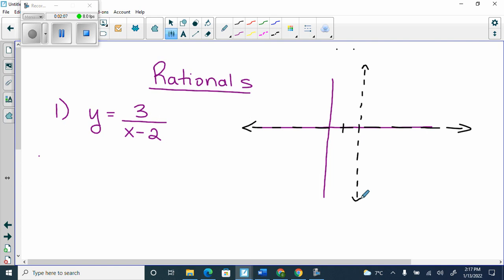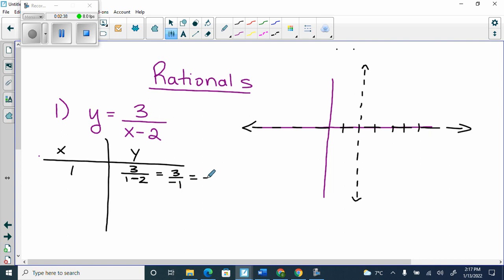Yes. Then if we want to sketch any more of it, we really can go to our calculator and do it. But if we pulled away our calculators in calculus, we could pick any x values on the left of it and find the y's, any x values on the right of it and find the y's. So let's say I put into my table 1. Then I'm going to get 3 over 1 minus 2, which is 3 over negative 1, which is negative 3. I'm just plugging in 1 for x, right? So now my coordinate would be 1 and negative 3.